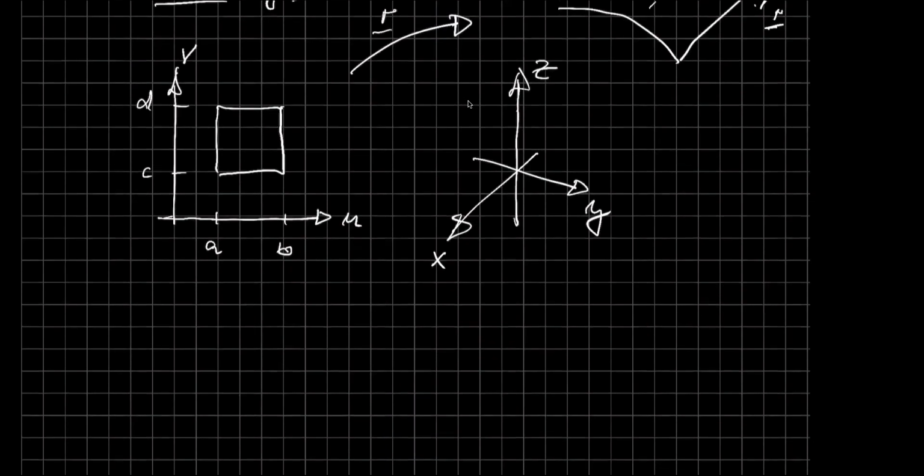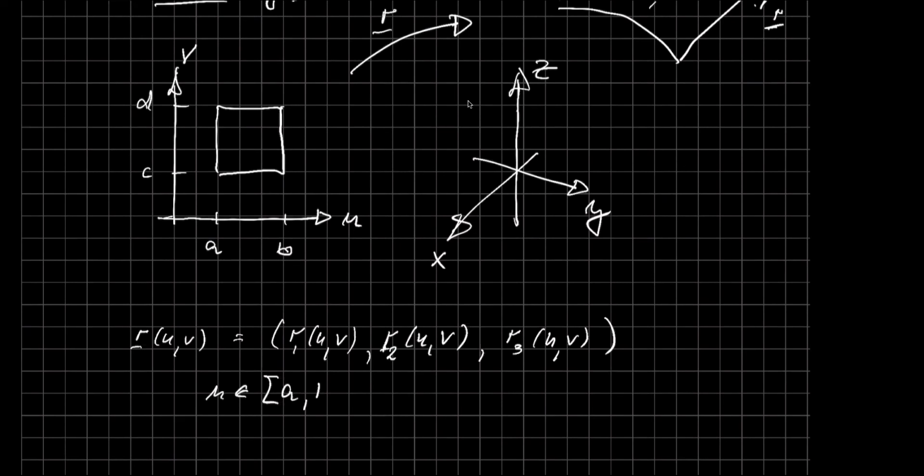Now again, you have your parametric representation. This is R1 of u comma v, R2 of u comma v, that's the second coordinate, and the third coordinate, R3 of u comma v. And u is in the interval from a to b, and v is in the interval from c to d.